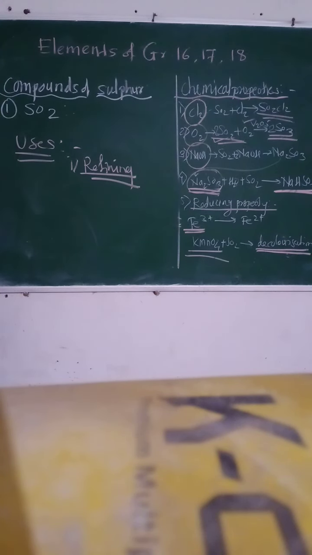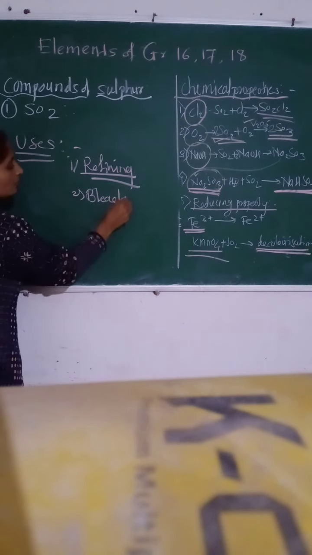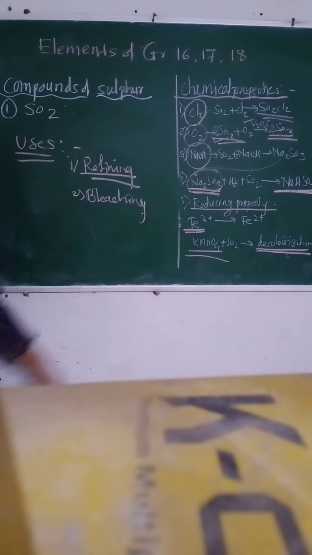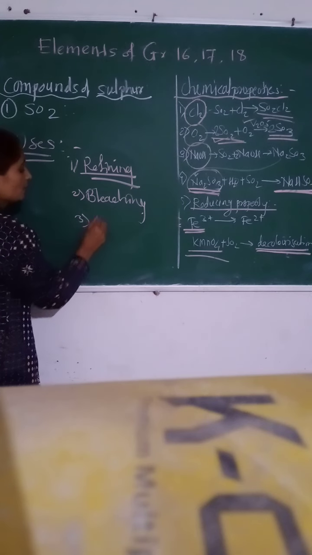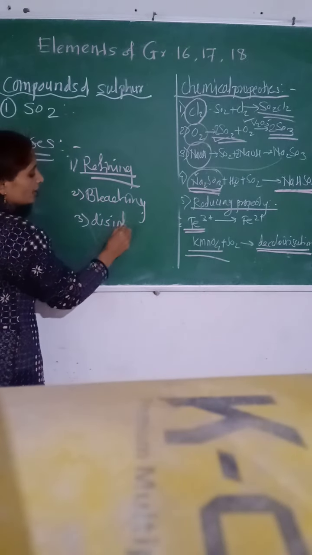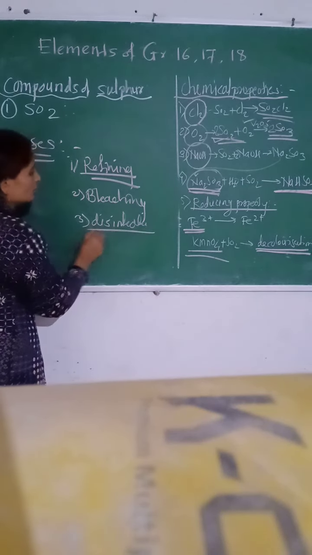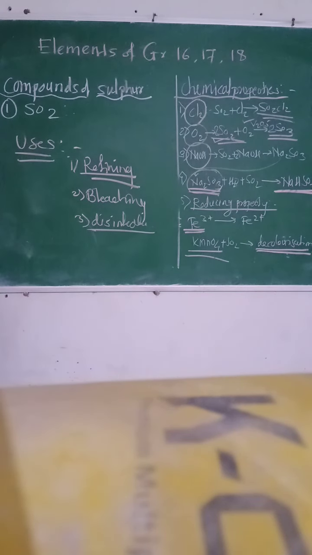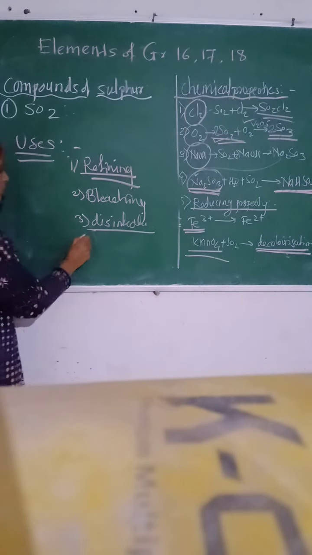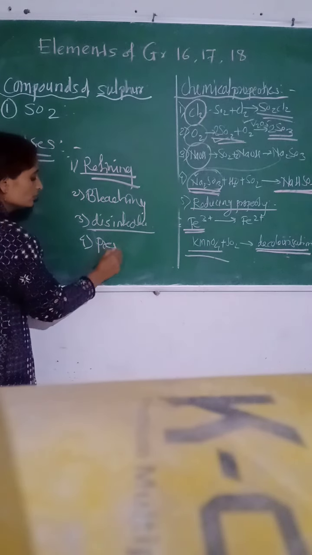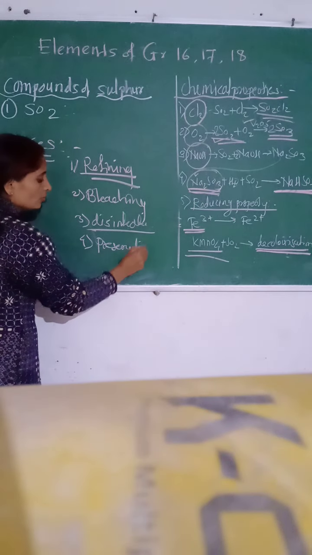Then bleaching of wool and silk. Second, bleaching action, the bleaching of wool and silk. Then third, anti-chlor or disinfectant. It is used as a disinfectant. Fourth is a preservative. It will be used as a preservative.